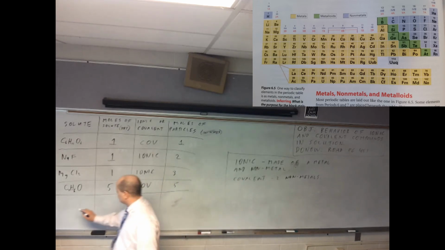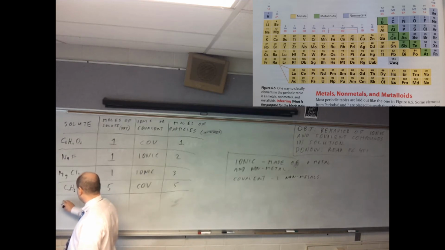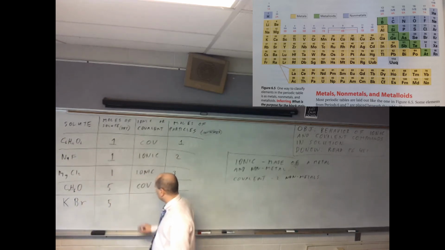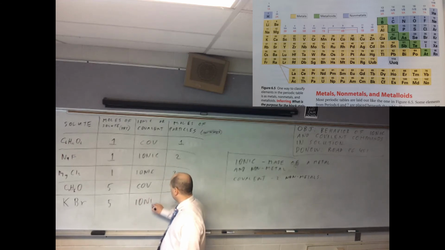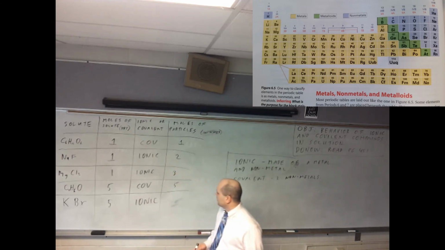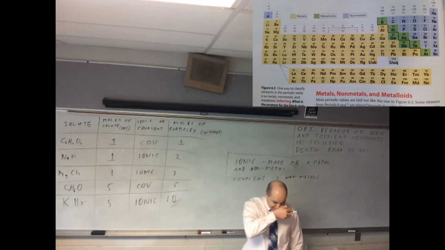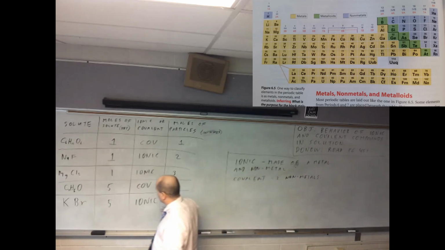For ionic, let's say I had potassium bromide, and I put 5 moles of this into water. Potassium's a metal, bromine's a non-metal, so it's ionic. How many moles am I going to end up with? 10, right? 5 moles of potassium, 5 moles of bromine, so that's 10. So you double it. You double it. But it's not always double, it could be triple.